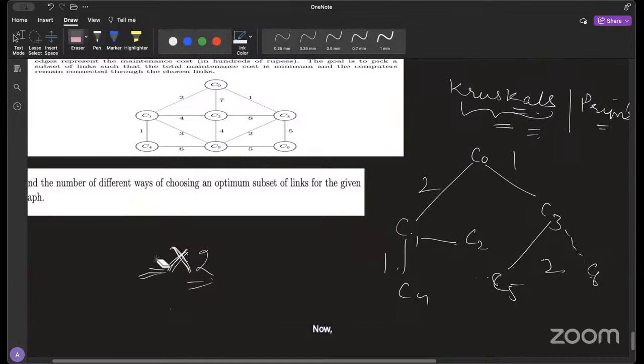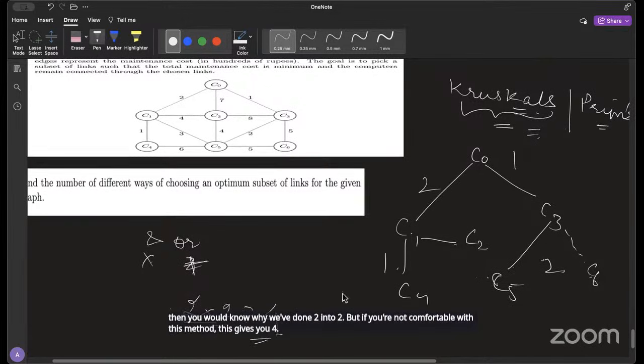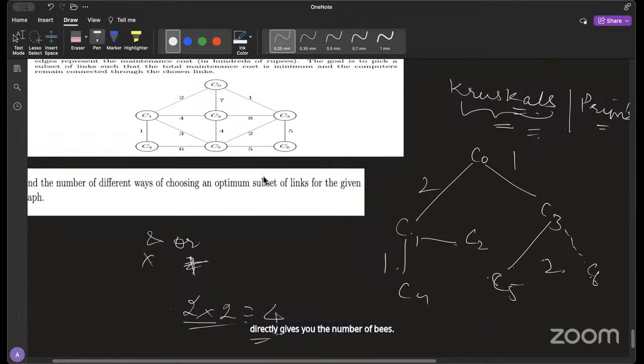Now, if you understand that AND is associated with multiplication and OR is associated with addition, then you would know why we've done 2 into 2. But if you're not comfortable with this method, this gives you 4. It directly gives you the number of ways. Then every other edge is just written once.